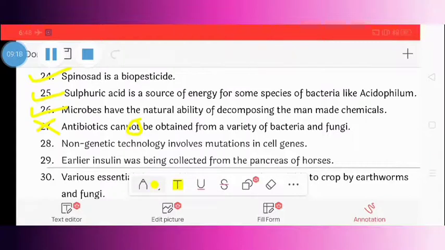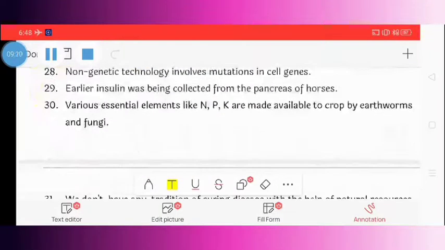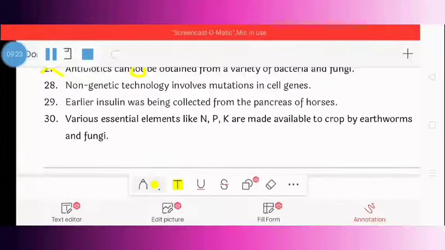Now 28 number question. Non-genetic technology involves mutation in cell genes. This statement is false, because if it is non-genetic, it should be somatic. If it is genetic, then it would be cell in genes. It should be somatic cell, or it should be genetic instead of non-genetic. So this statement is false.